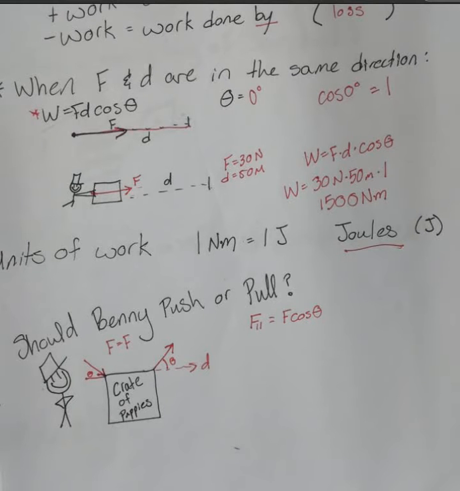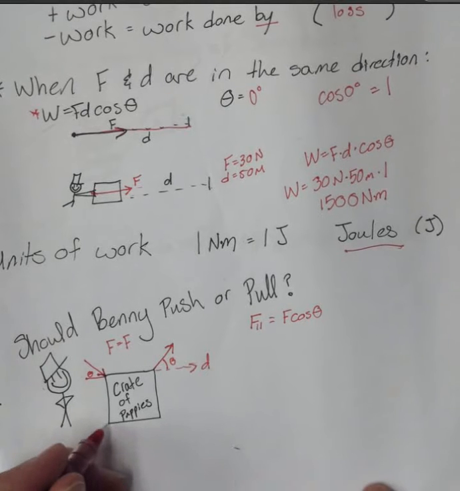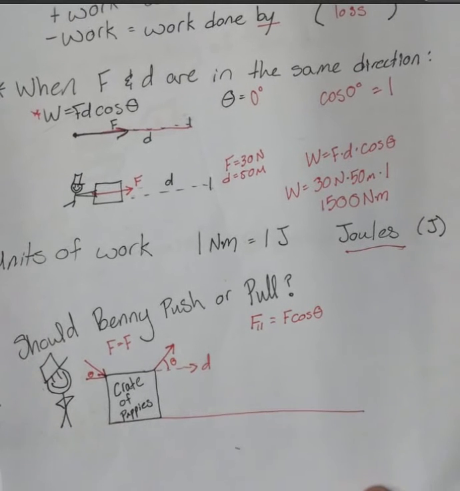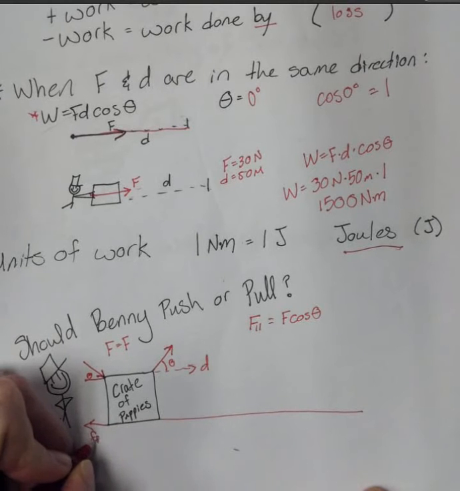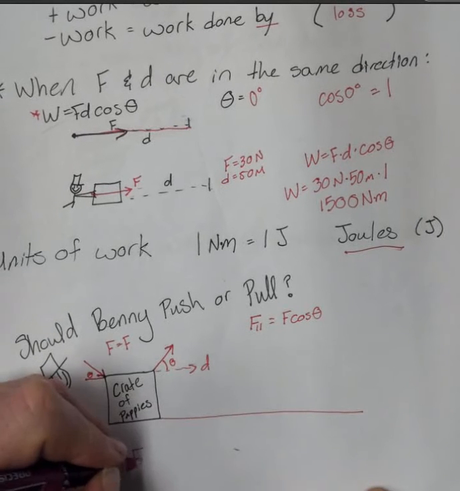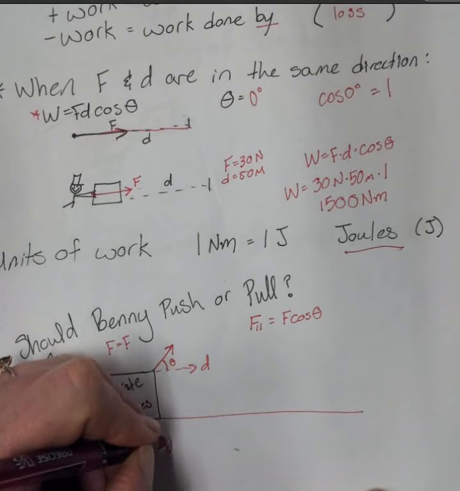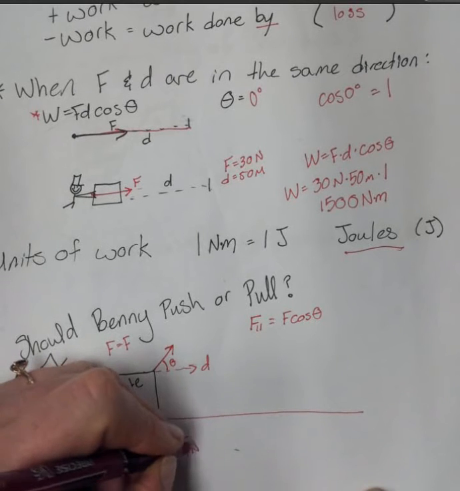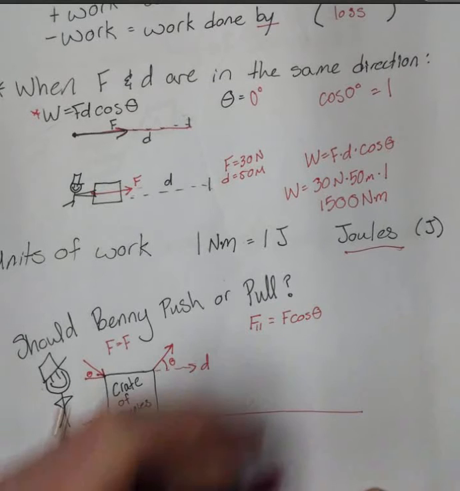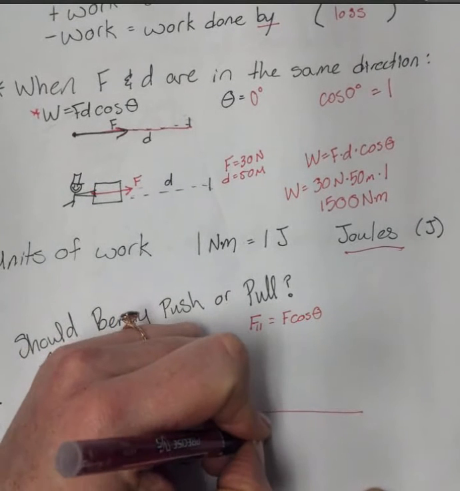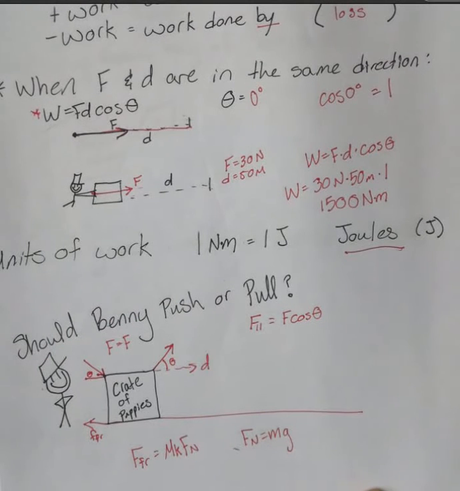Now we know in real world situations, this crate of puppies that Benny happens to be pushing probably is experiencing some sort of friction. And we know that friction is equal to coefficient times normal force. And if we consider this a level surface, then we know that normal force is going to be equal to the weight of the object.